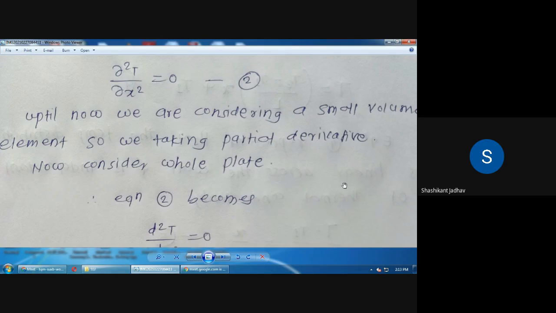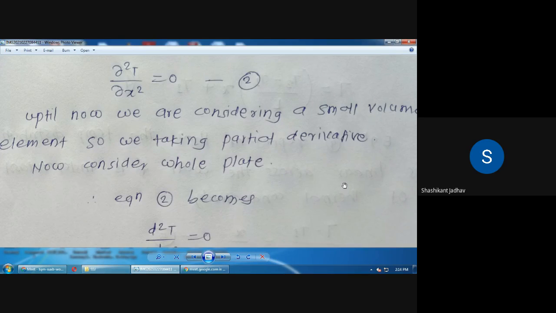Now consider the whole plate. In yesterday's derivation, we considered one small element, so we took the partial derivative. But now we have to derive the equation for the plane wall, so the whole plate is there. So we have to consider the total derivative. The equation we got, ∂²T/∂x² is equal to 0, is a partial derivative equation. So we have to convert that partial derivative equation into a total derivative equation.